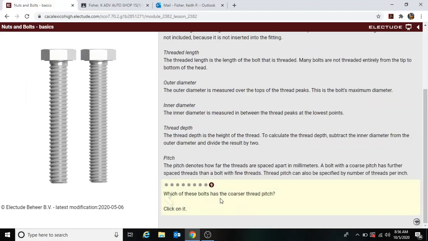Which of these bolts are the coarser of the thread pitch? Which one's coarser or more separated? This one. You see these ones, you have many little threads. This one here, they're a little bit spaced apart.